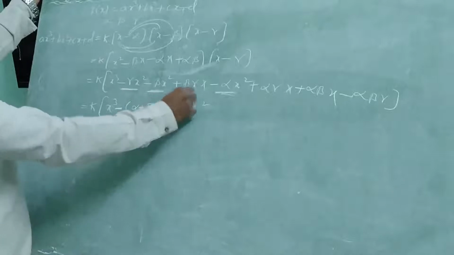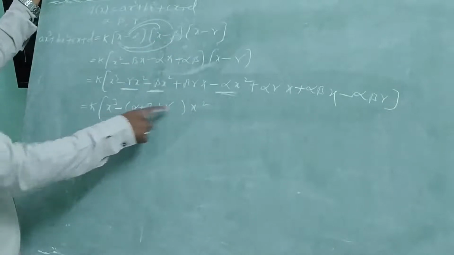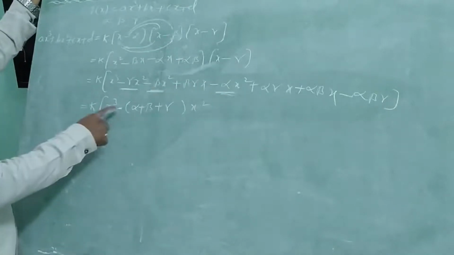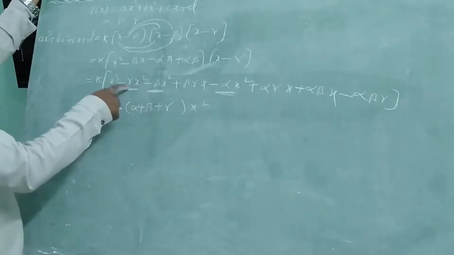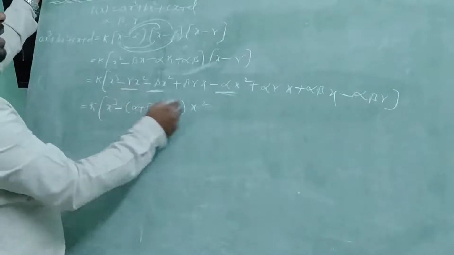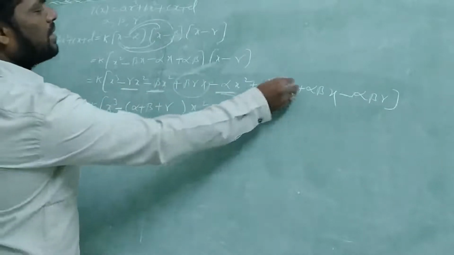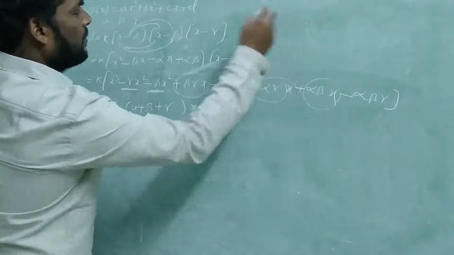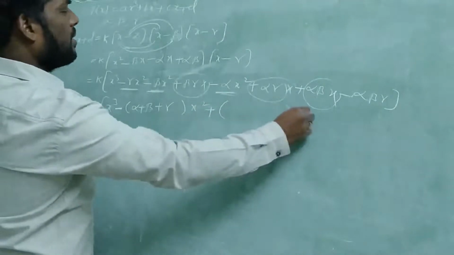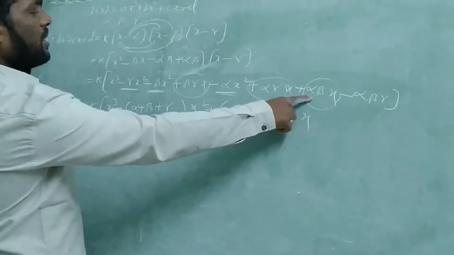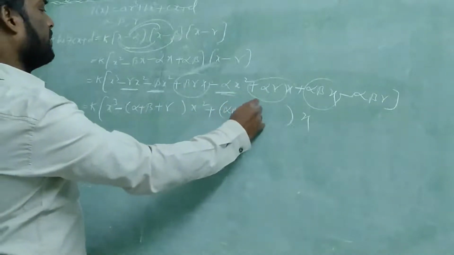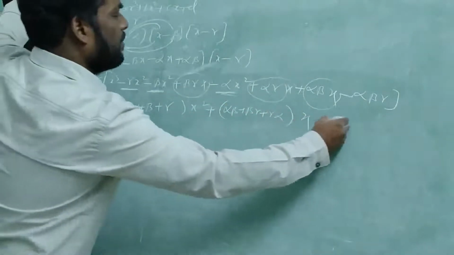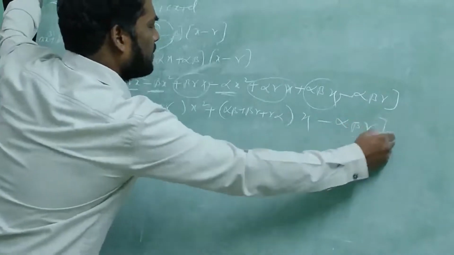Alpha plus beta plus gamma. Check once. Minus alpha into x square minus alpha x square, minus beta into x square minus beta x square, minus gamma into x square minus gamma x square. And from these terms we can take plus x square. Then we get alpha beta plus beta gamma plus gamma alpha, minus alpha beta gamma.